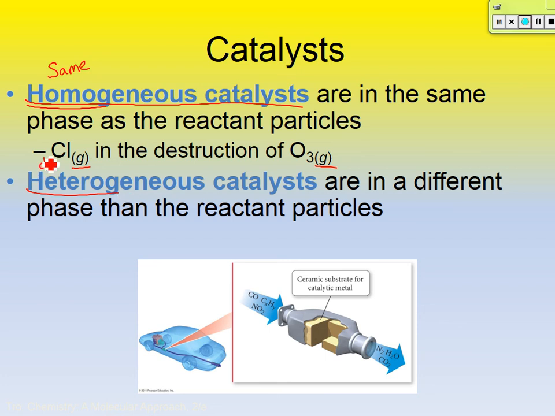Hetero means different. So if you remember that, this is easy to remember. A heterogeneous catalyst is in a different phase than the reacting particles. And here's an example of a heterogeneous catalyst. In your car's exhaust system, there is what is called a catalytic converter.